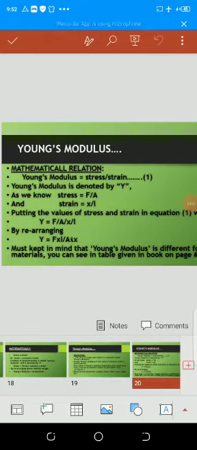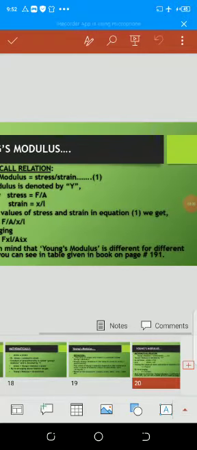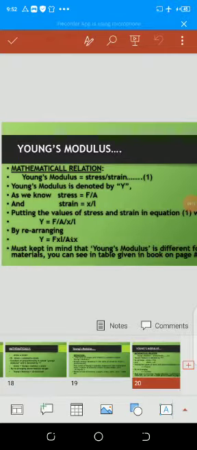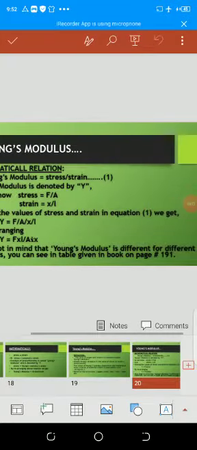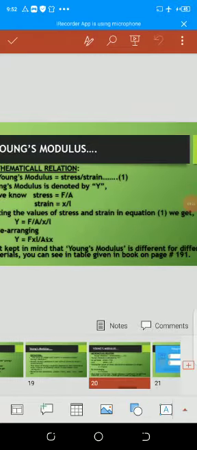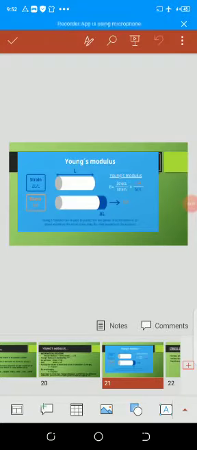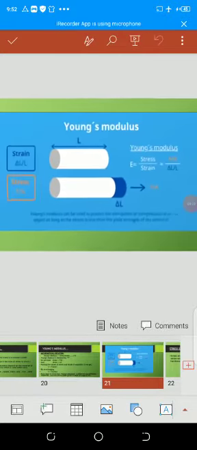Must keep in mind that Young modulus is defined for different materials. Means if you are checking for one material, it's different for another material. We can see this in the table given in the book, page number 191. Is it given in your book? Now look at this, that is Young modulus.